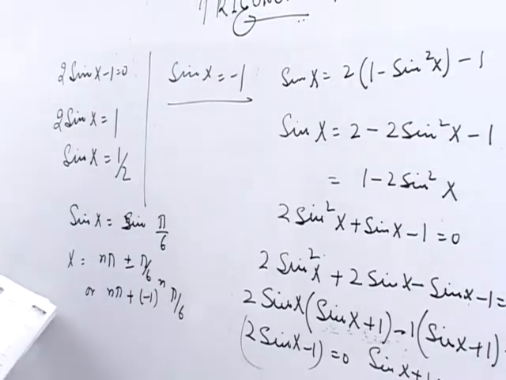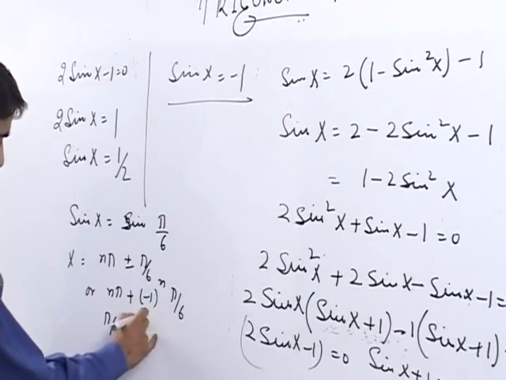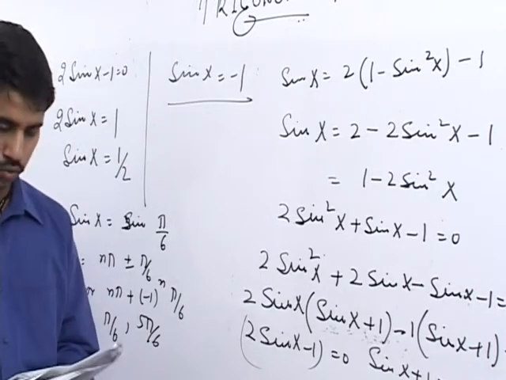From here, there are only two values, one is pi by 6 and other is 5 pi by 6, which are in the interval. Therefore, its number of solutions are 2.